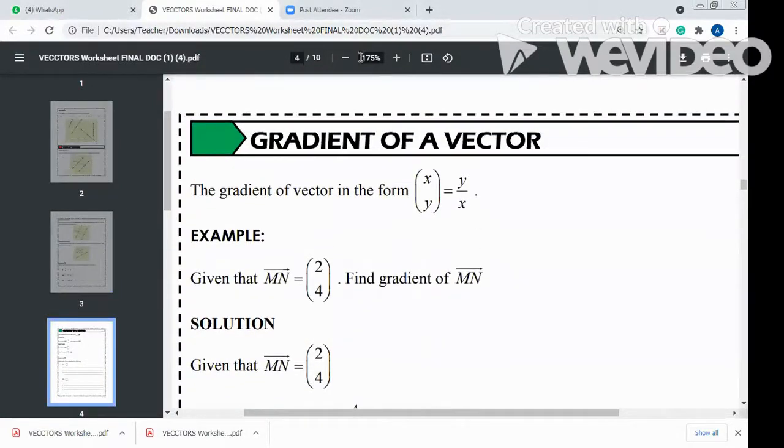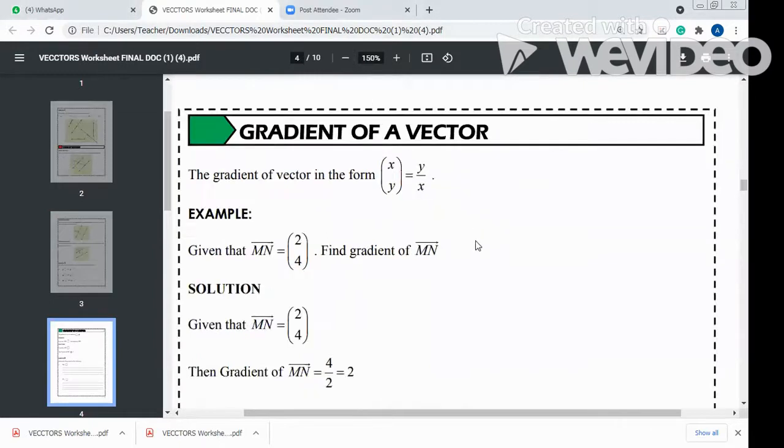It's called a gradient of a vector. This is talking about a gradient of a vector. So the gradient of a vector is really y divided by x. Very simple formula. It's just the y value divided by the x value. So let's give an example. Given that MN is (2, 4), find the gradient of MN.